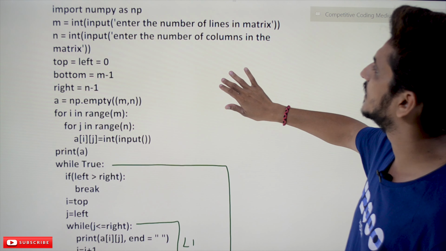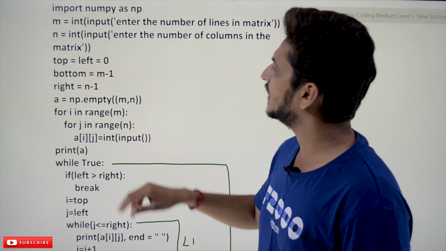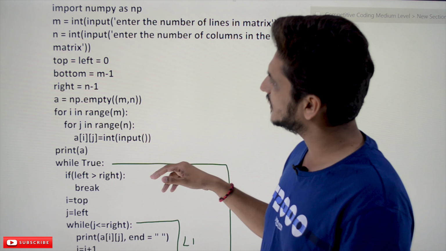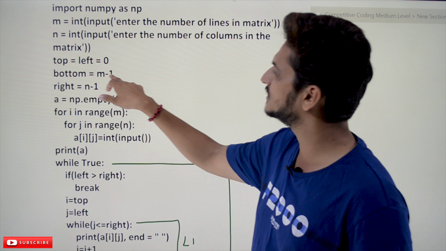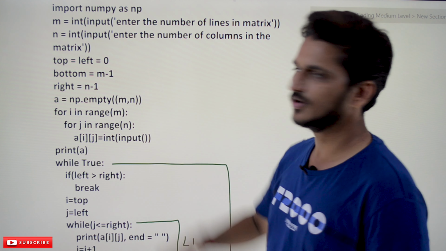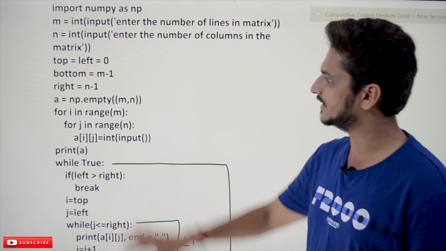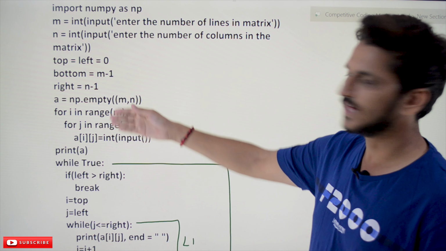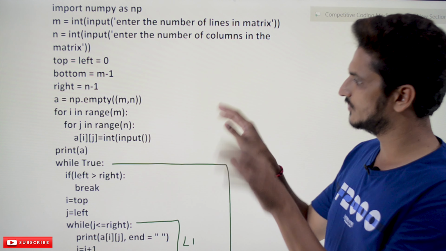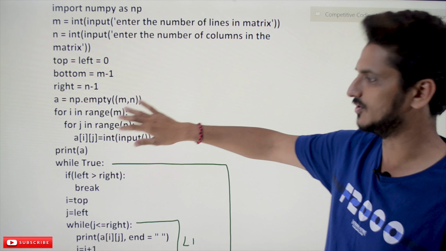See, in this code, initially we are taking the m value and n value, and the code is provided in Python. You can write it in any language. Initially top is equal to left is equal to 0, bottom is equal to m minus 1, right is equal to n minus 1. These four variables are taken like this. After that we have created a numpy array. In that array we are going to take the inputs. We are not going to explain how to fill the array.